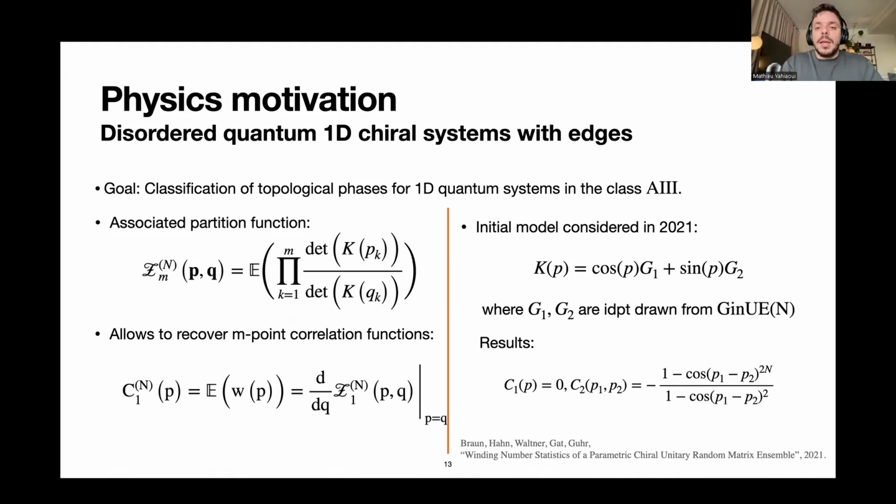Okay. So as I said, that thing stems from a physics question, and the whole thing was first investigated in 2021 for a fairly simple model, which is that K(P) here is a two-matrix model. It's a sum of two random matrices, G1 and G2, with deterministic coefficients, which are functions over the unit circle here, cos and sine.